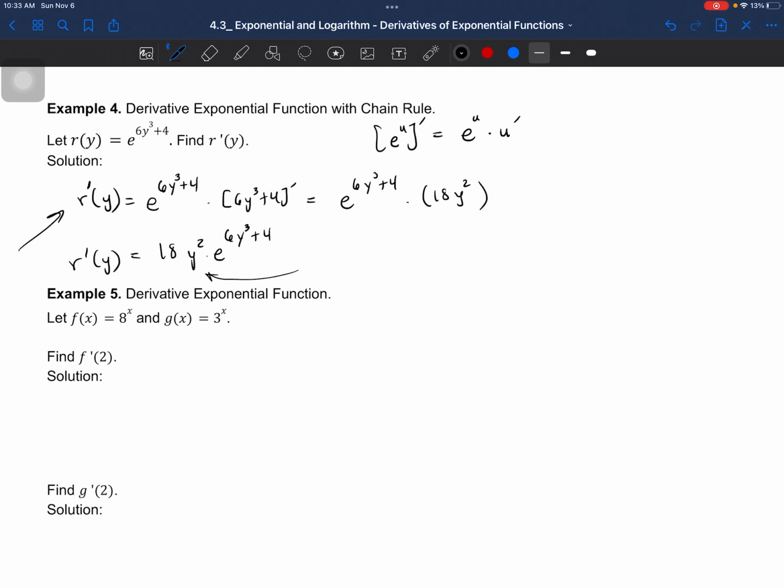Sorry, I forgot to put the prime here, prime there. It is very common for us to always put the multiples in the front and the exponentials at the end.